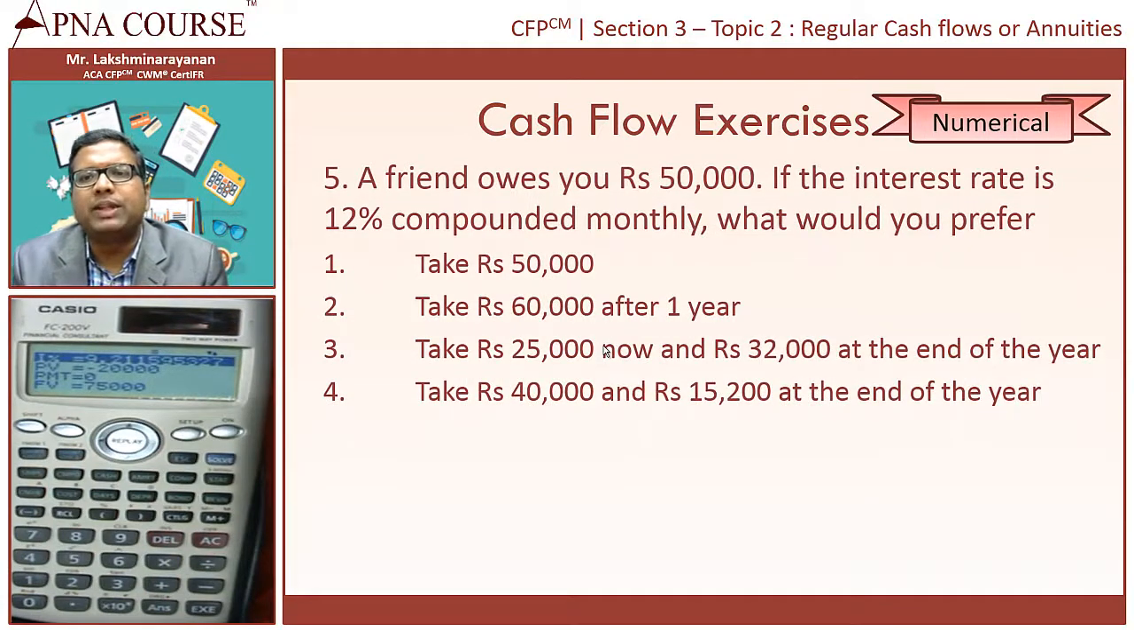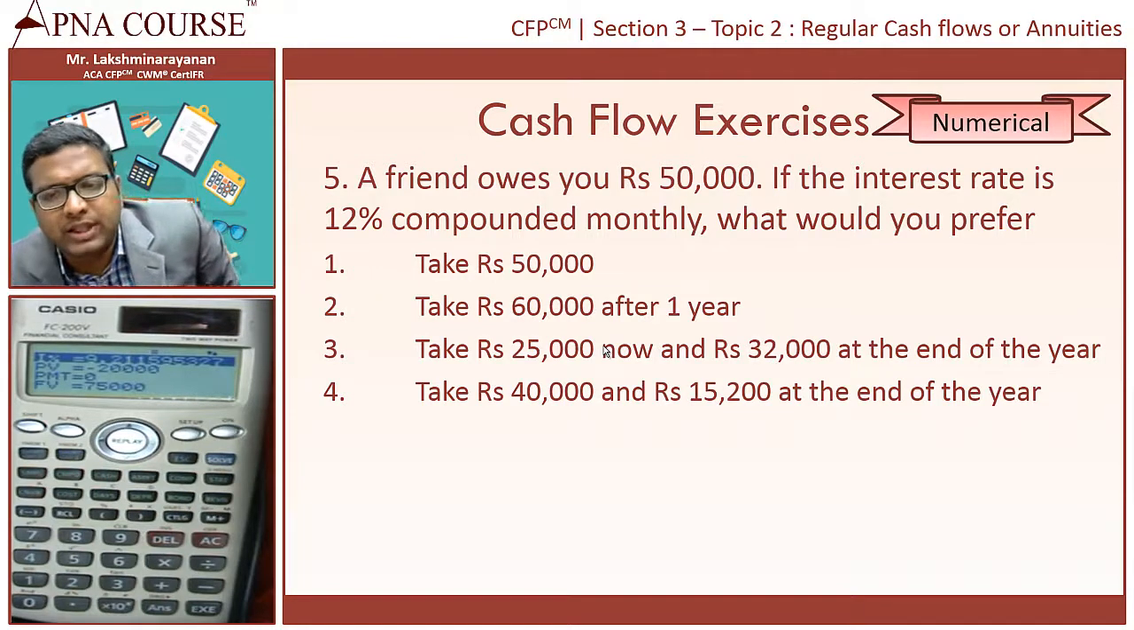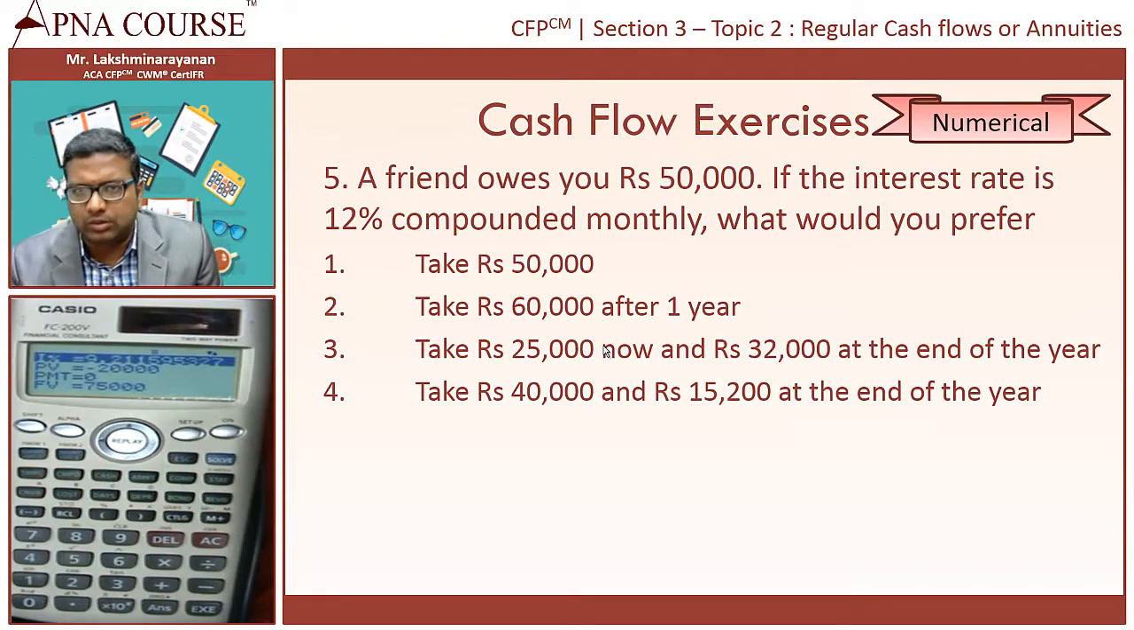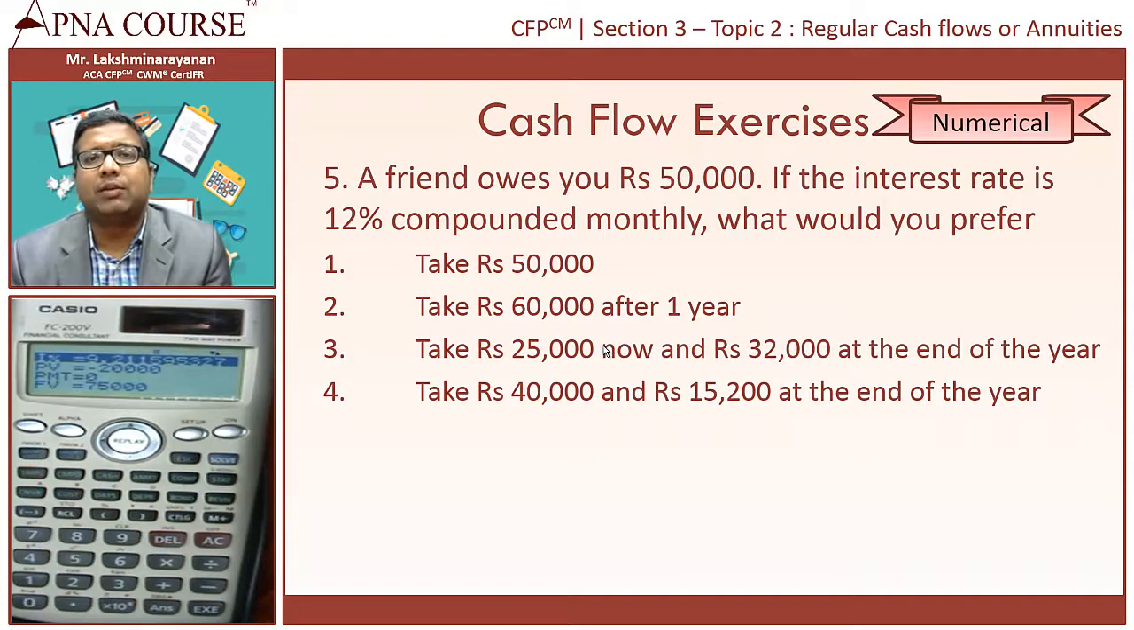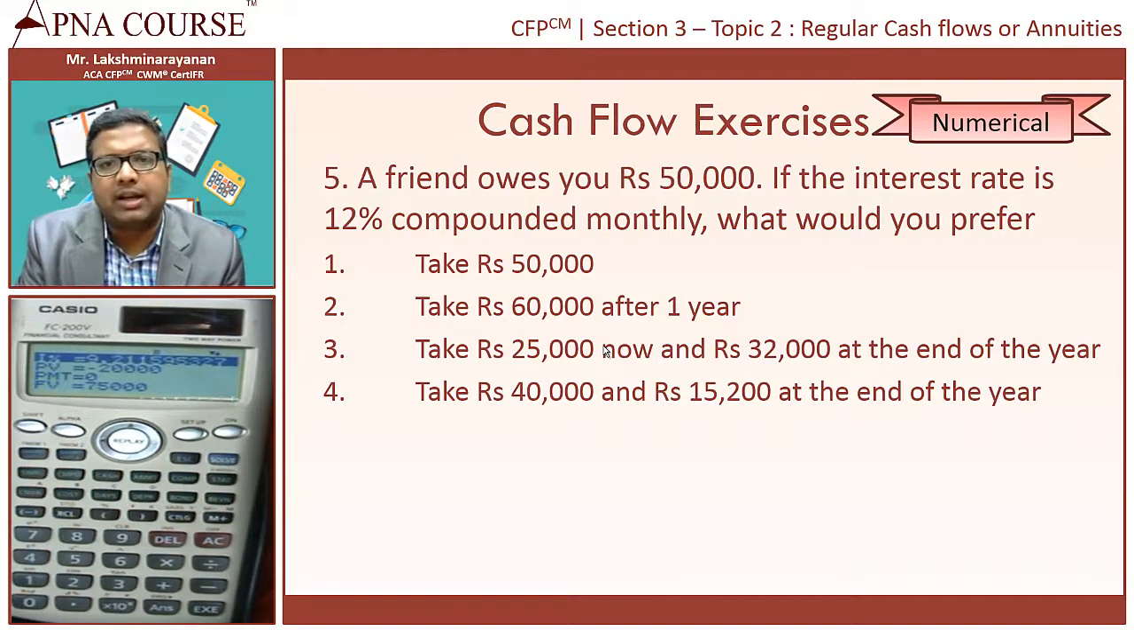A friend owes you 50,000. If the interest rate is 12% compounded monthly, what would you prefer? Take 50,000. Take 60,000 after 1 year. Take 25,000 now and 32,000 at the end of 1 year. Take 40,000 now and 15,200 at the end of the year. So if I have to compare, I have to bring all the values to a particular date. Let's say I bring all the values as on today.